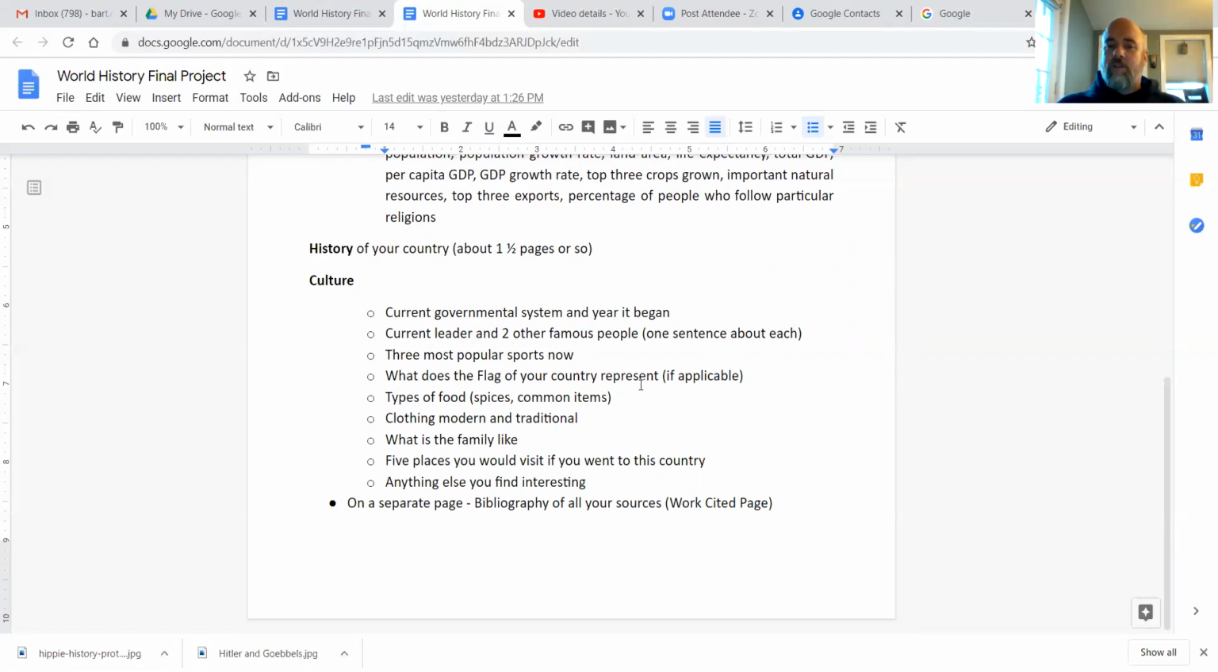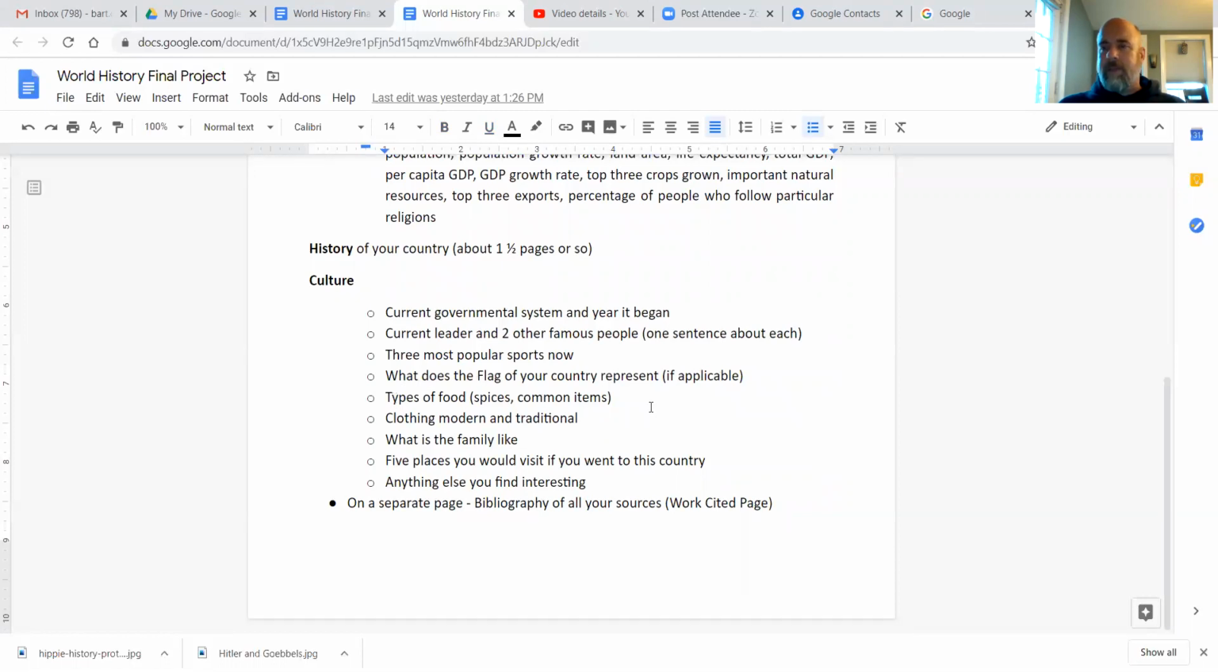What does the flag of your country represent? Now, this is if it applies. Maybe the flag's totally random and there's no reason behind it. But I'm pretty sure if you look into it, the flag probably has colors that might represent something. The reason they have particular things on there might represent something. So, what does the imagery and the symbols on the flag represent?